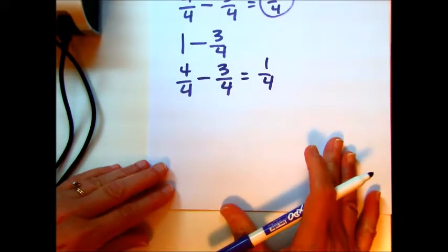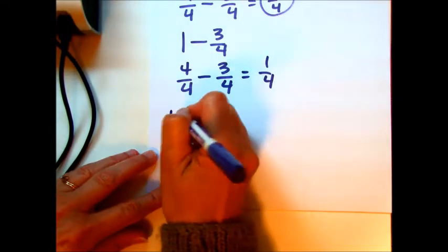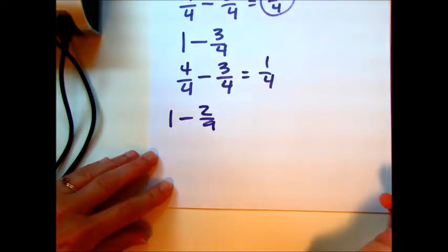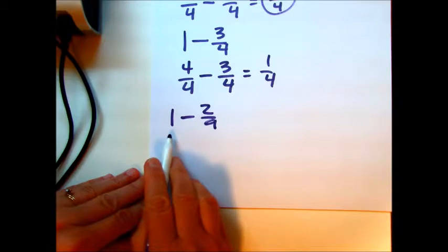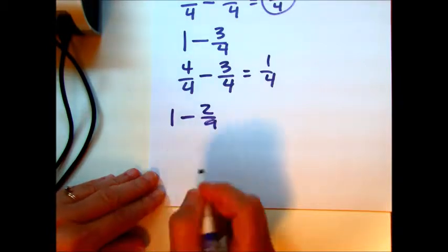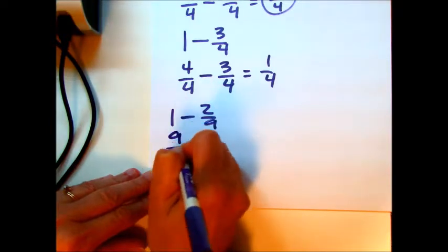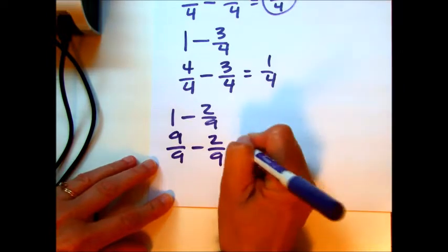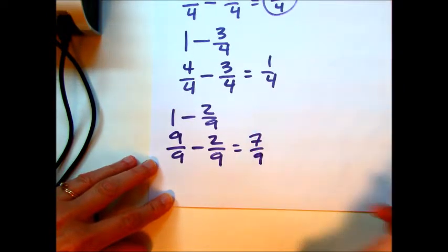Let's go ahead and try another one. Say we have 1 take away 2/9. And if you're going to think of that shortcut method, what should that 1 become? Well, if you're thinking 9/9, you're correct. And now we can subtract and we get 7/9.